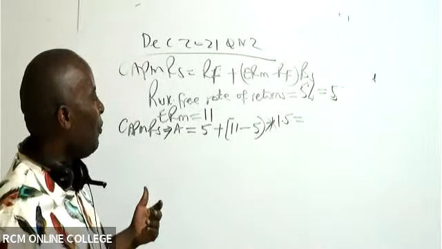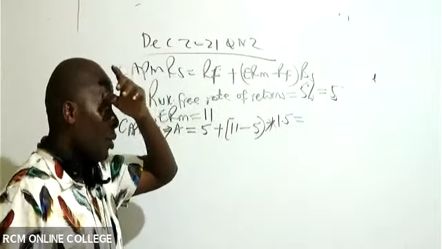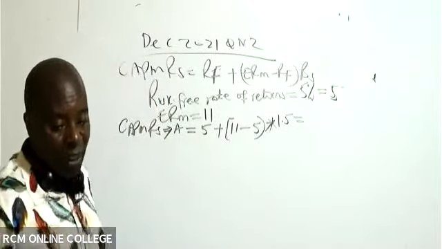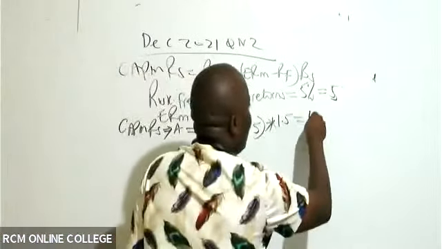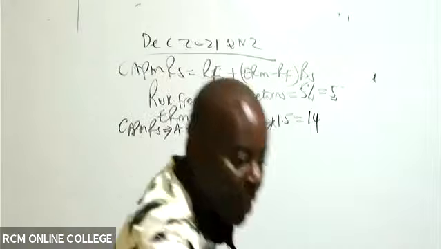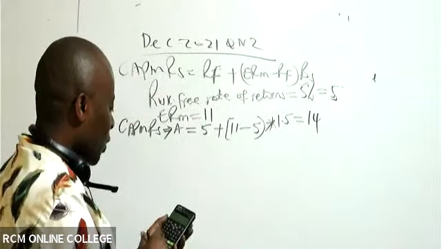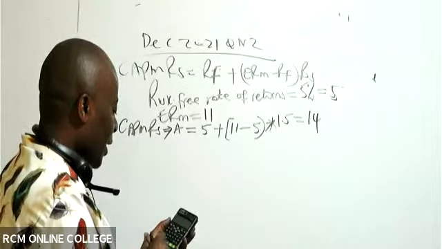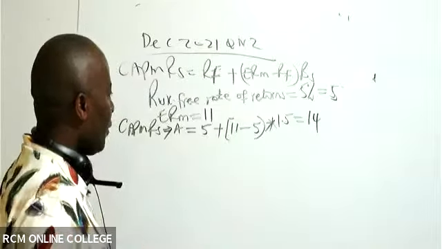So somebody is already giving me an answer here for CAPM returns of A. Somebody is giving me 14. Please use your calculator very well. Everybody must use their calculator very well. So we have here 5 plus, open brackets, 11 minus 5, times 1.5, equals 14.